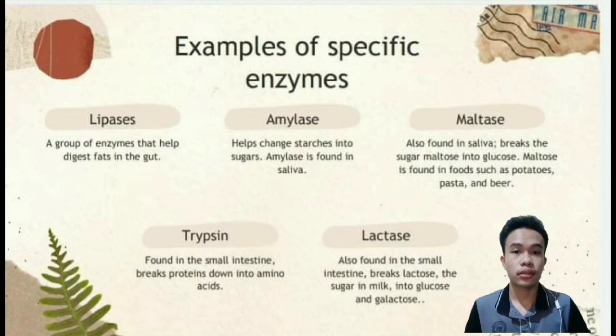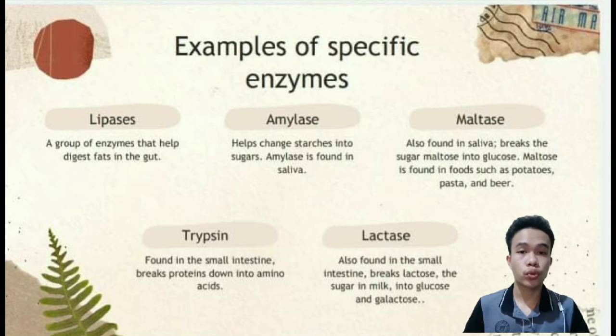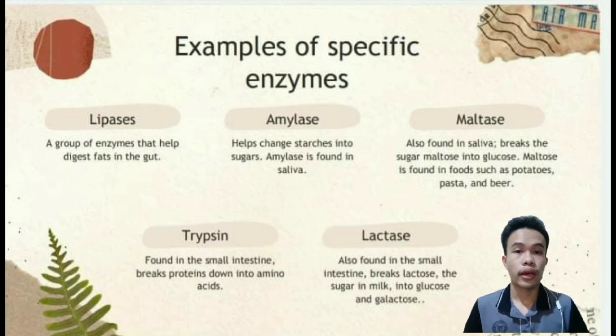Let's talk about examples of specific enzymes. Let's start with amylase. So amylase is an enzyme that helps us digest our food. It breaks down starch, turning it into sugar. And amylase can be found in human saliva, and it is also present in some other mammals like koala and kangaroo.